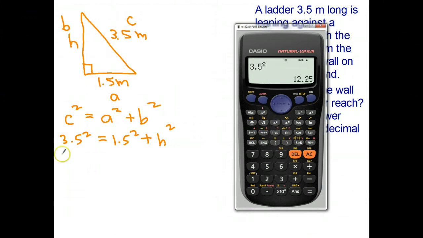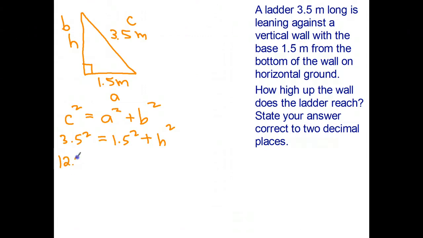Is 12.25. Now 1.5 squared I can do in my head. I know that that becomes 2.25. And now I have to solve that equation for h. So the first thing I do is I subtract 2.25 from each side. Whoops.